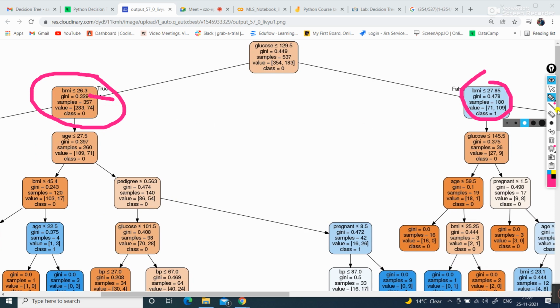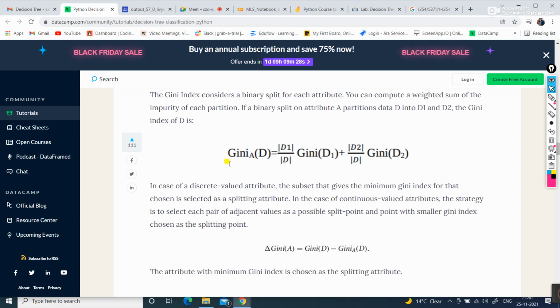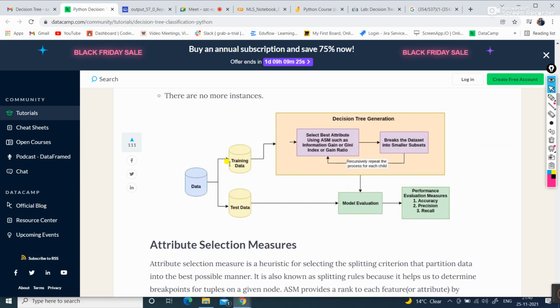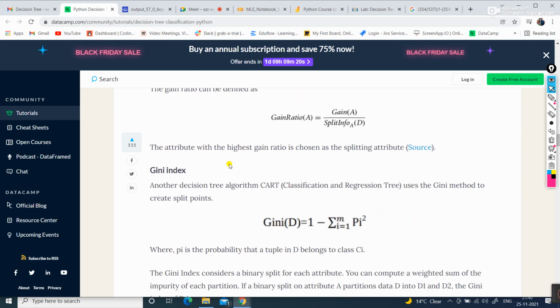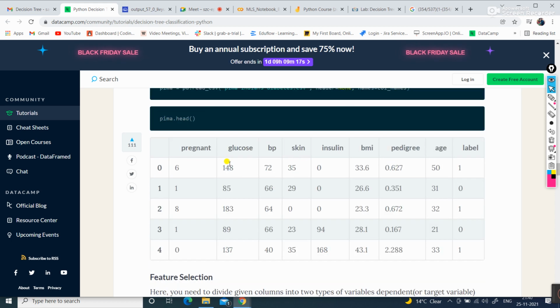One more question, sorry. When we did the decision tree, how does the decision tree decide that the first split is going to be glucose? Why not the other features? Could it split by male, female? Could it split by anything else? Yes, there are so many columns: pregnant, glucose, BP, skin.